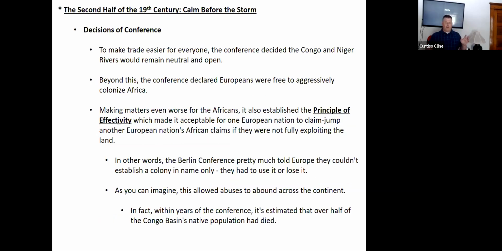But making matters even worse for the Africans, it also established a principle known as the principle of effectivity, which made it acceptable for one European nation to jump another European nation's African claims if they were not fully exploiting the land. In other words, the Berlin Conference pretty much told Europe they couldn't establish a colony in name only. They had to use it or lose it.